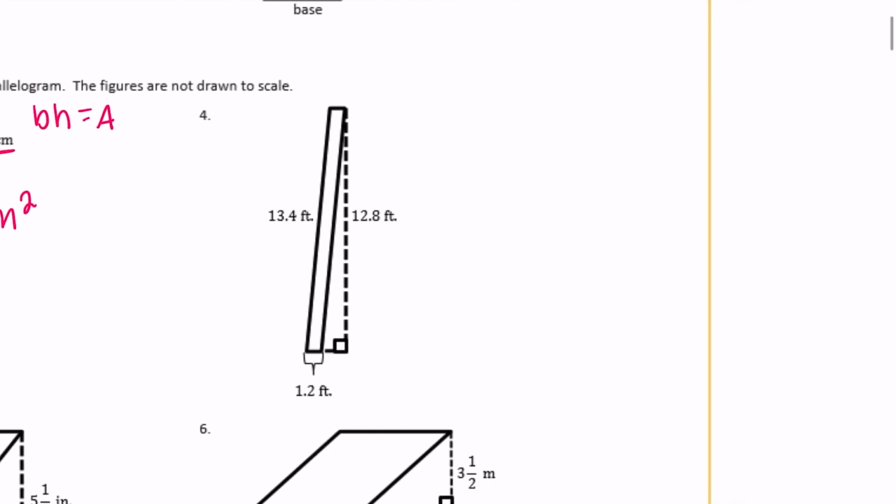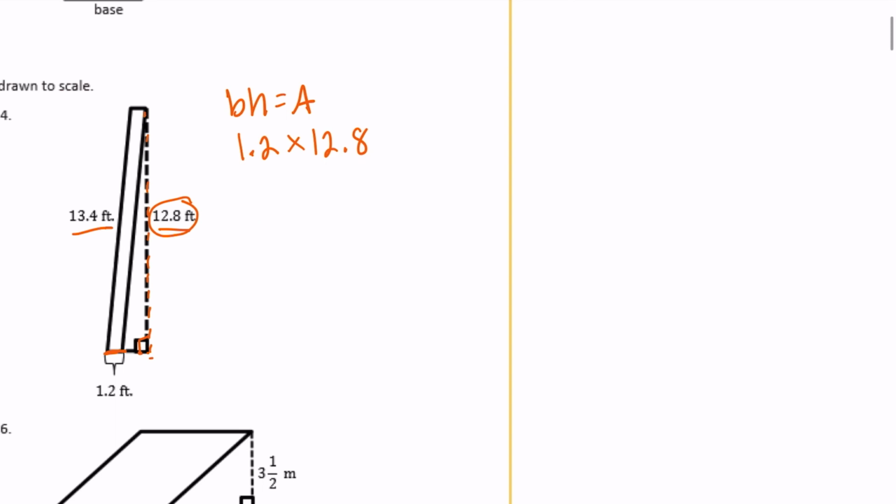Number 4. So our base, remember it's base times height is equal to area. So our base is 1 2/10 feet times the height. So we need to decide, is it 13 4/10 or 12 8/10? Well, it's going to be 12 8/10 because that is where we find the actual height with the perpendicular lines. So times 12 8/10. So let's go ahead and multiply. 12 8/10 times 1 2/10.